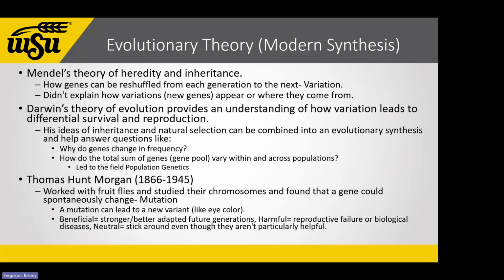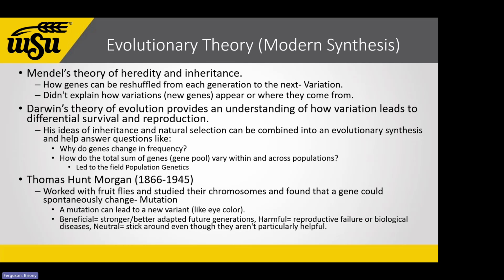So when they're beneficial, they can make you stronger or better adapted within your environment, specifically for future generations. And a lot of times this will be things like reproductive fitness. Eye color is actually more of a neutral mutation, but because humans are unique in how we mate, and the fact that we have a lot more individual preference for mates, things like eye color and hair color can obviously give you a reproductive advantage.